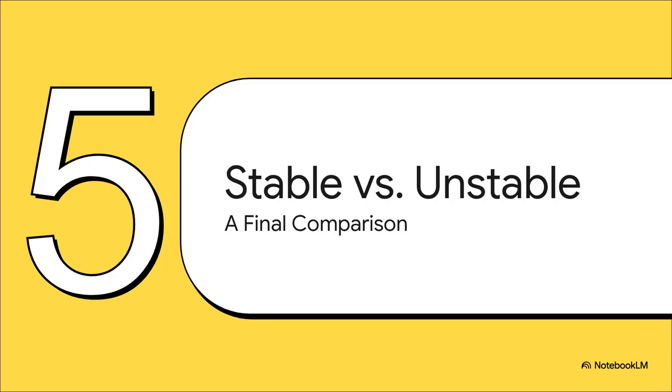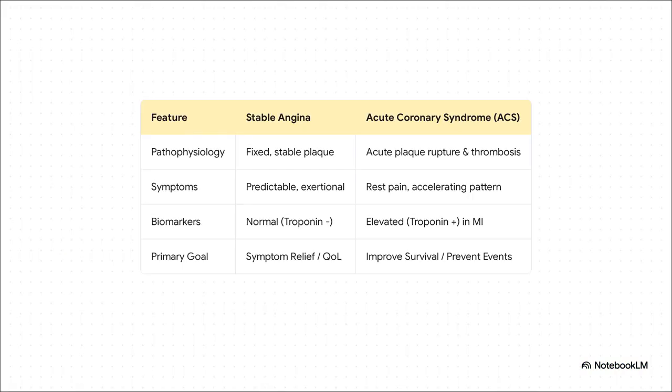Okay, to bring this all home, let's put everything side by side. This final comparison is going to lock in those critical differences between a stable and an unstable clinical picture once and for all. This table really just tells the whole story, doesn't it? On one side, stable angina: a fixed plaque, predictable symptoms, normal cardiac enzymes, and our main goal is quality of life. On the other side, acute coronary syndrome, a ruptured plaque.